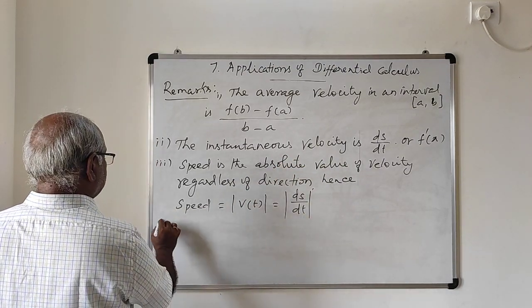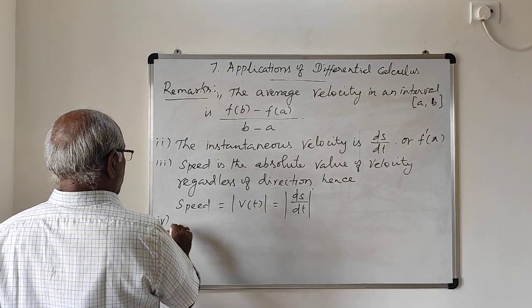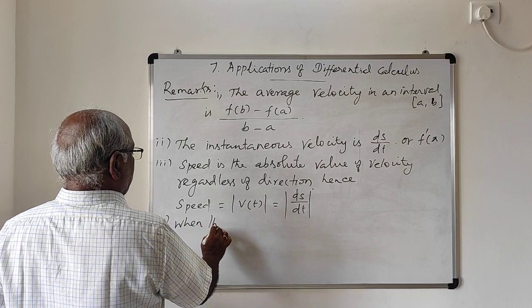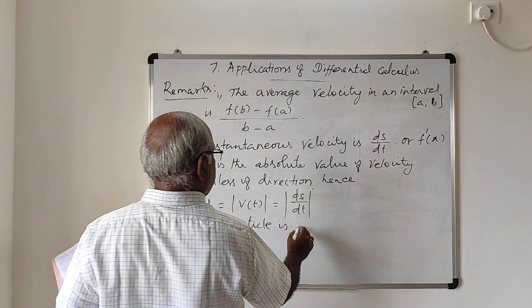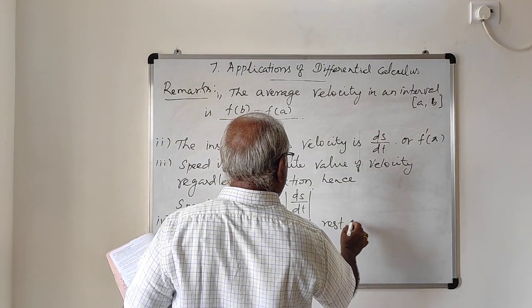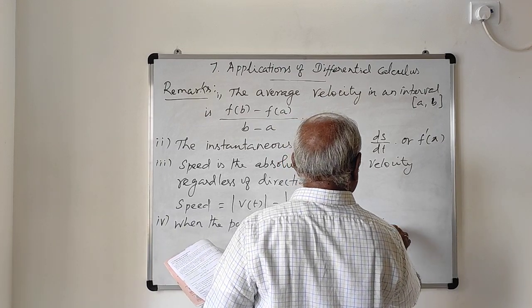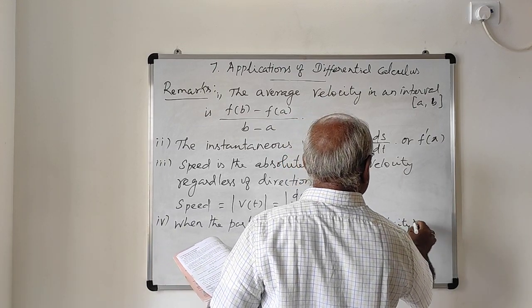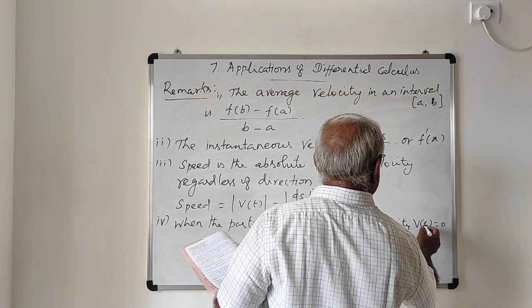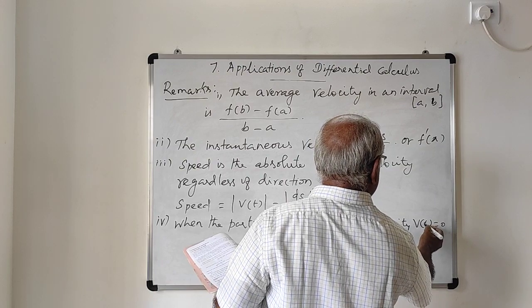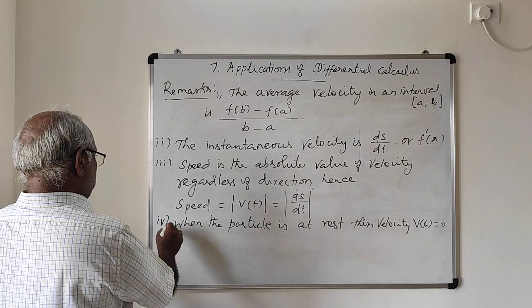Next one. When the particle is at rest, velocity is 0, v of t equals 0.